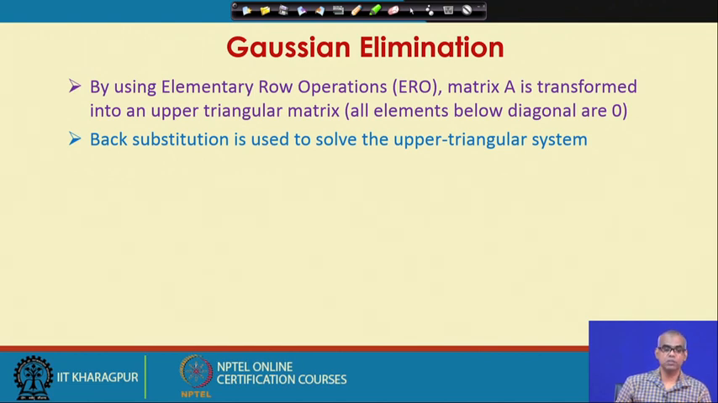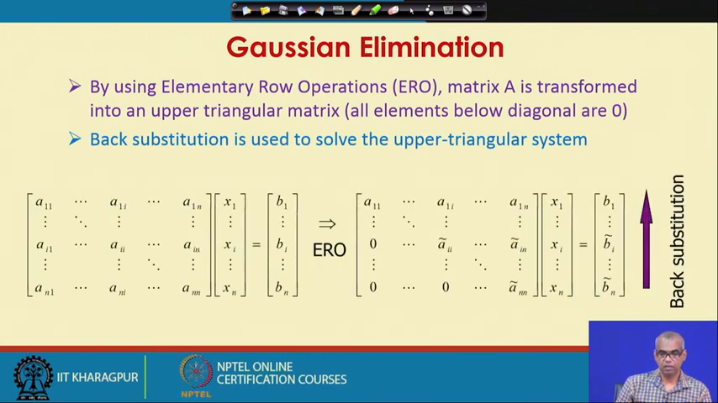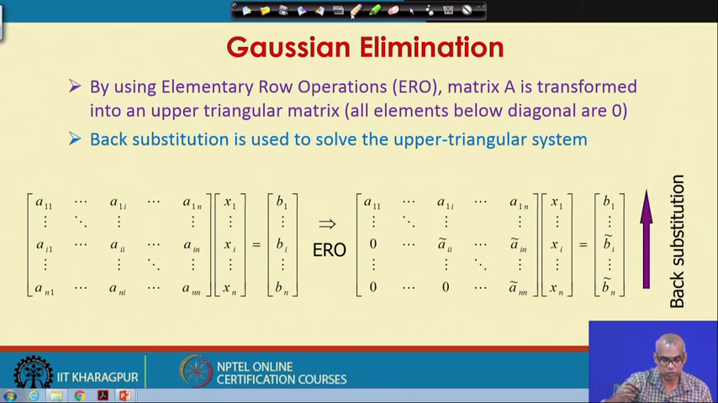The first step is to perform elementary row matrix operations and convert the matrix A to an upper triangular matrix. So, we get an upper triangular matrix where all the elements below the diagonal are 0. Then perform back substitution to solve the upper triangular system. So, this is shown in this figure.